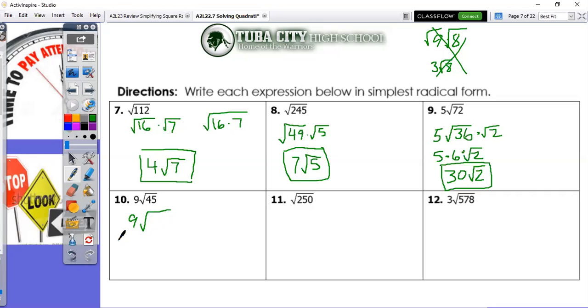So let's try 9 times 5. 9 times 5 is another combination of numbers that can multiply to 45. And in this case, 9 is a square number, so let's go ahead and take the square root of 9. Yeah, there we go. So now I get 9 times 3, which is 27 root 5.